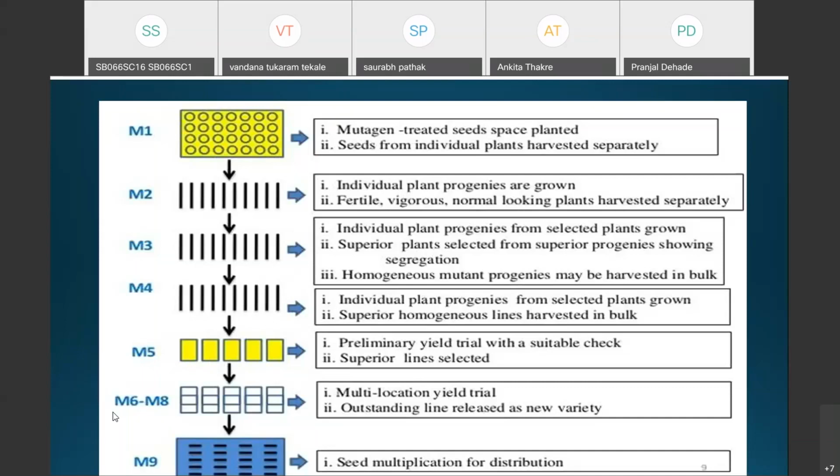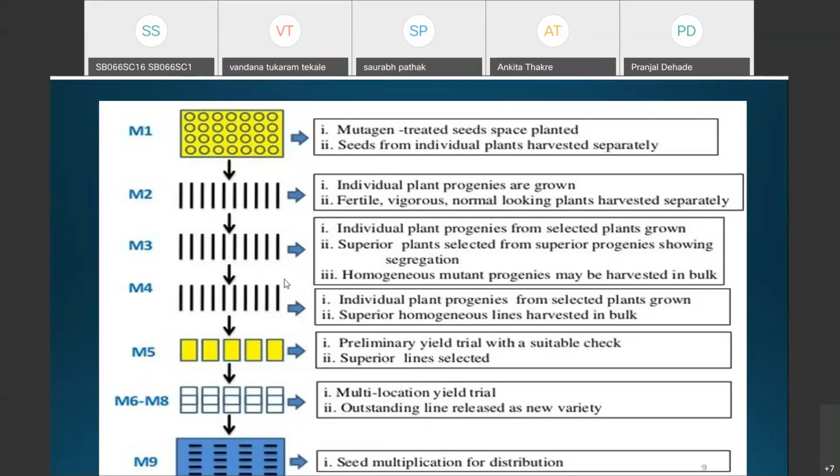And here you can see from the M6 to the M8 generation, the multi-location yield trials are carried out in the regional experimental stations. Then their performance is reported to the plant breeder, and then the outstanding lines or the superior varieties are released as the new variety. The seeds of this new variety are then multiplied in the ninth generation, M9 generation. The seeds are multiplied and then provided to the farmers for the commercial cultivation.